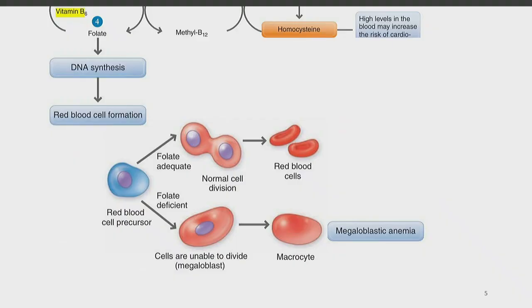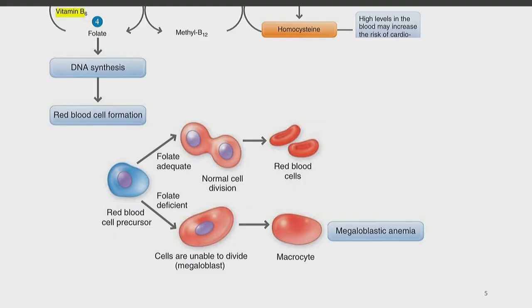Okay, so now just focusing on folate for a second, we talked about how folate plays a role in DNA synthesis, and an example is given of its role in red blood cell formation, right? And so we do have red blood cell precursors in the bone marrow. When folate is adequate, you have normal cell division because DNA is replicated optimally. And once that is done, you have formation of normal-shaped, normal-colored red blood cells.